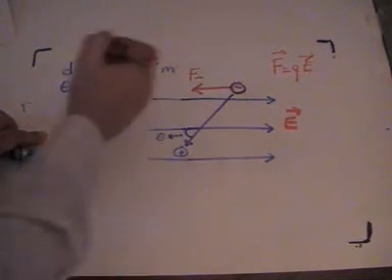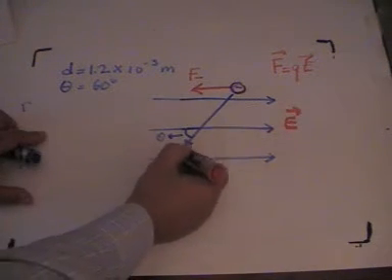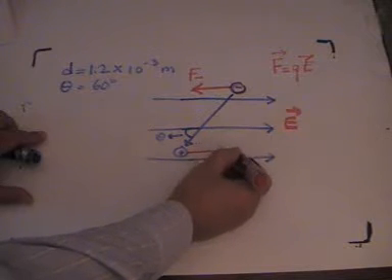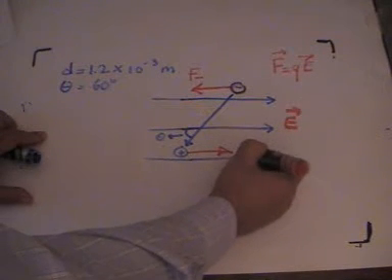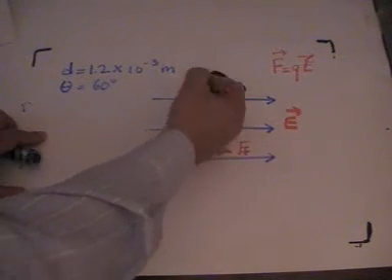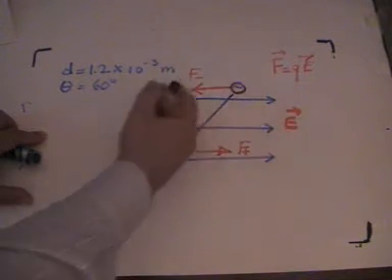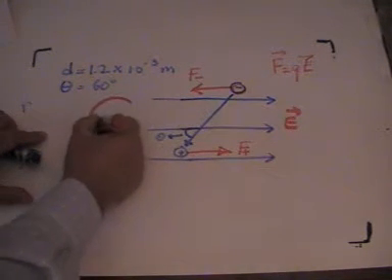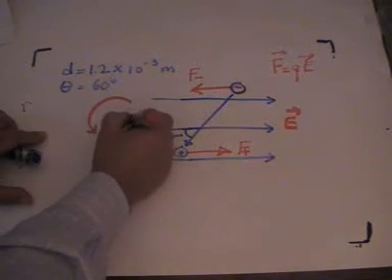So let's call this F negative. It will be directed there. For this one, it will be along the direction of the field, and it will be this way. So this will be F positive. Now, what does this mean? That means the dipole will rotate this way. So the motion, it will rotate counterclockwise.